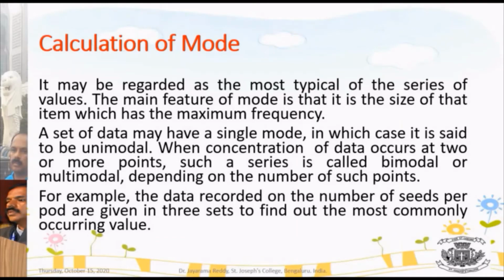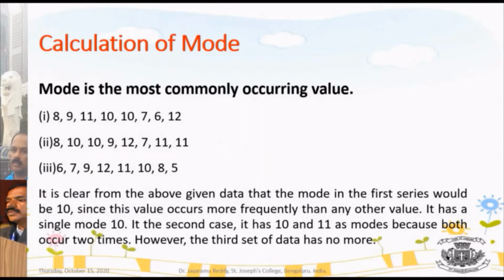We can calculate mode by different methods. The mode can be a single mode, unimodal. There may be two modes, in which case it is called bimodal. There may be three modes, which is called multimodal. So mode is the most commonly occurring value.